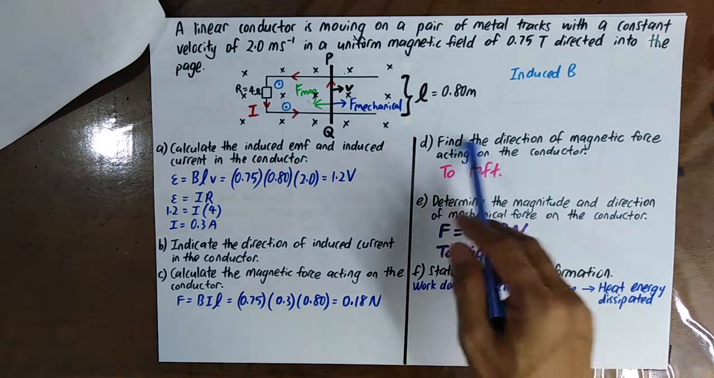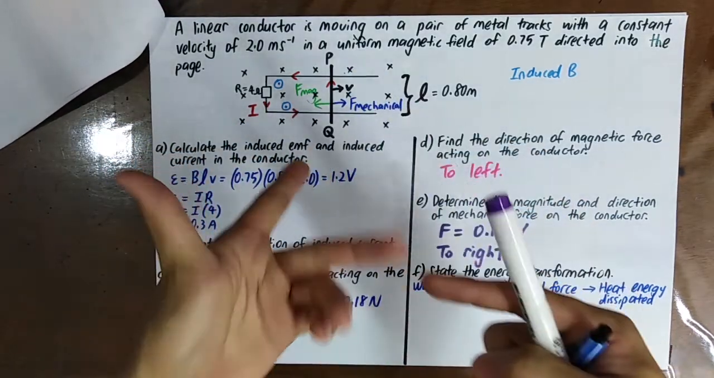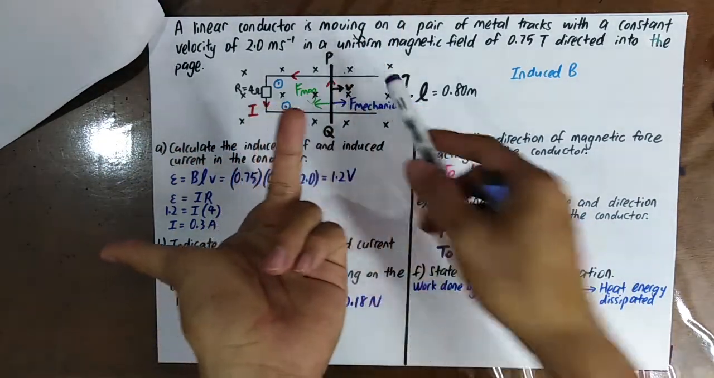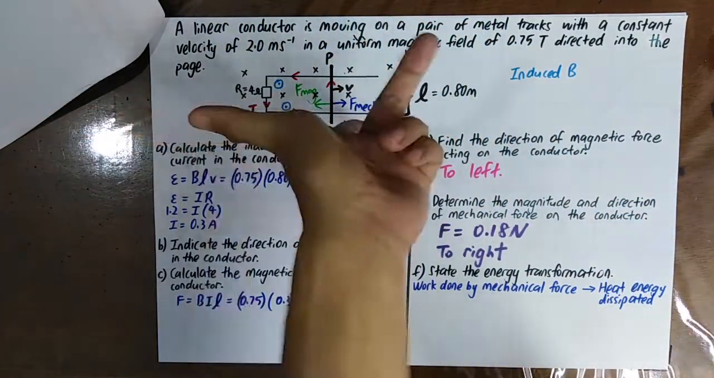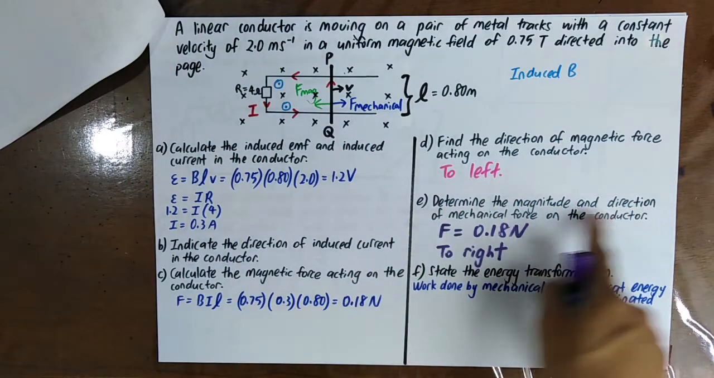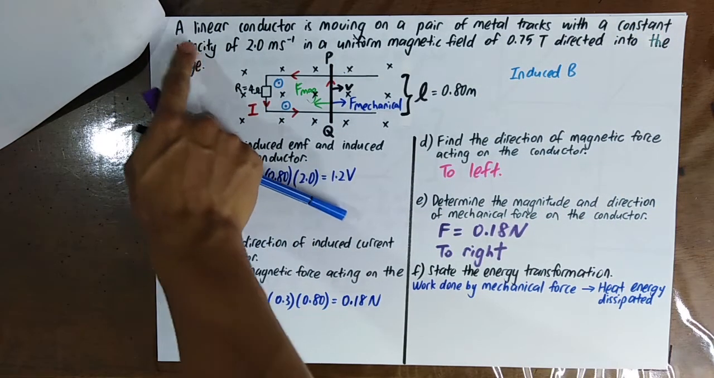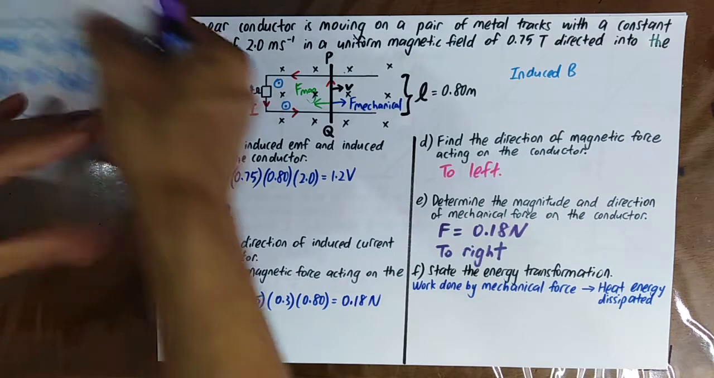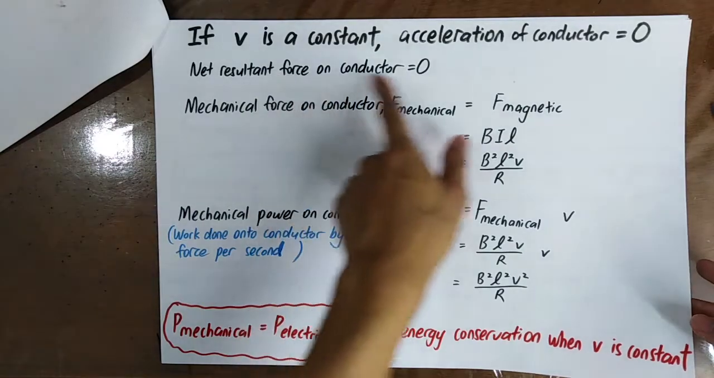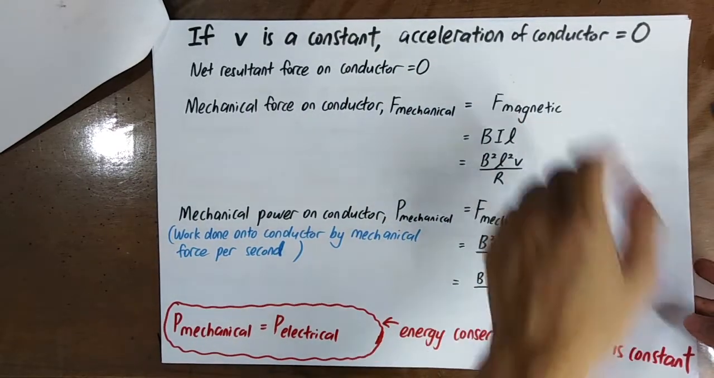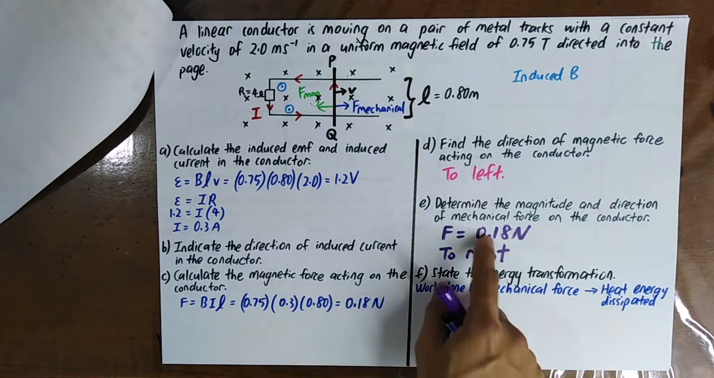Find the direction of the magnetic force acting on the conductor. You know that FBI: when the current is in here, and the magnetic field is into the page, the magnetic force on the conducting rod is to the left. Determine the magnitude and direction of the mechanical force on the conductor. When you see the words constant velocity, what do you understand? When it is constant velocity, the acceleration is 0, so the net force is 0. So the mechanical force is equal to the magnetic force, which is 0.8 Newton.